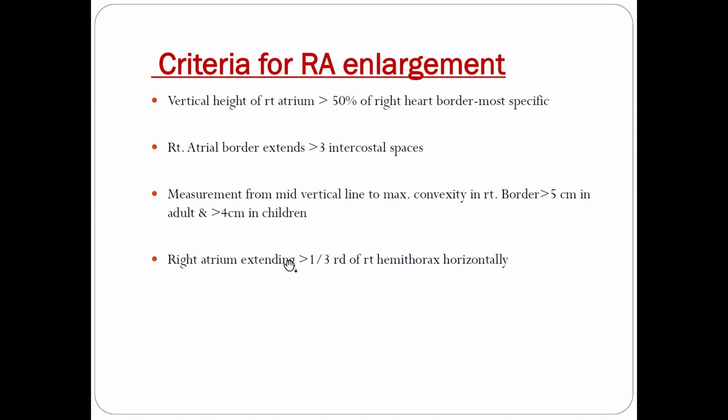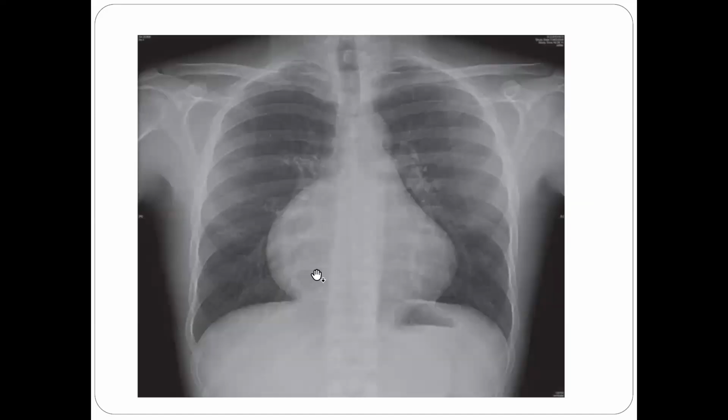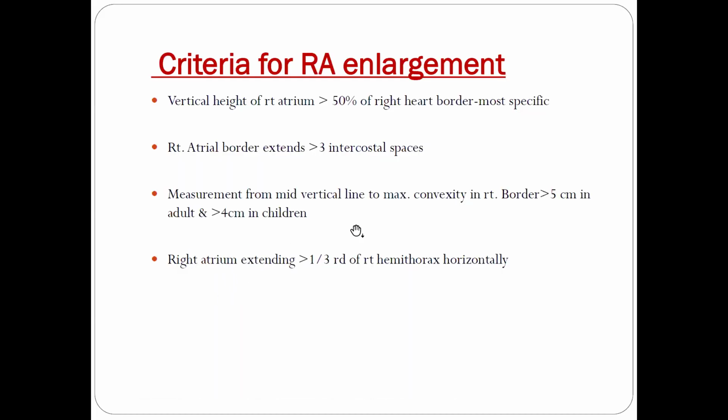Next, the right atrium extending 1/3 of the right hemithorax. Again from the spine, you measure this distance, and from the spine measure the hemithorax distance. If the right atrium distance is more than 1/3 of the hemithorax, then also it is called right atrial enlargement. So these are the 4 criteria on X-ray to say whether right atrial enlargement is present or not, but the most specific is the vertical height of the right atrium covering more than 50% of the right heart border.